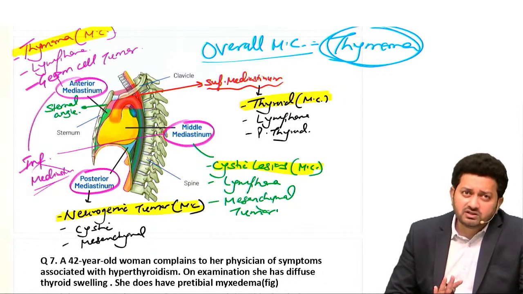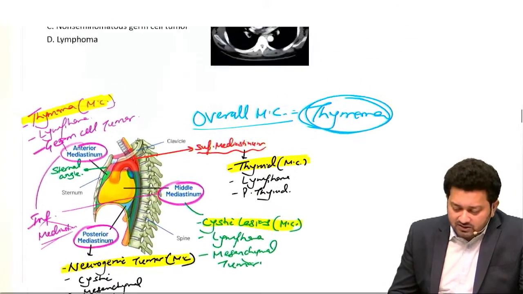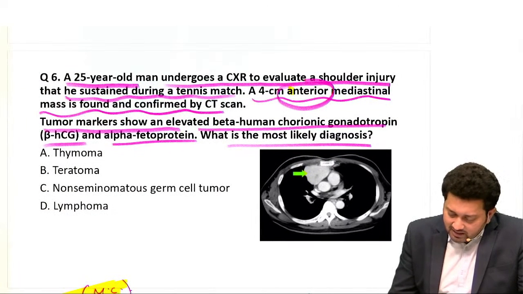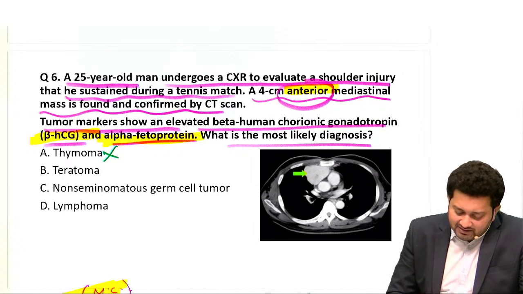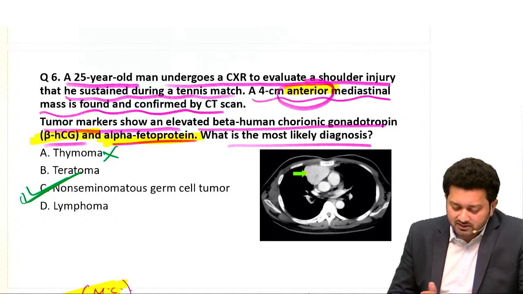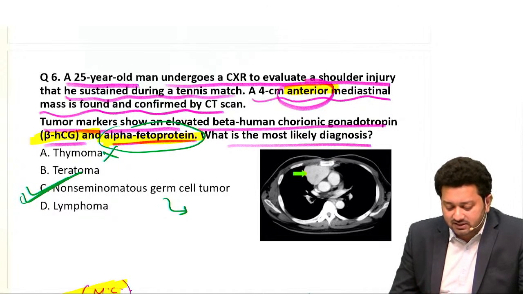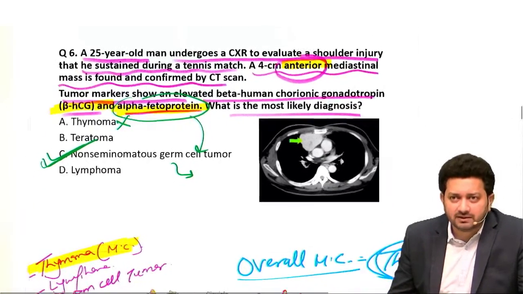The question said there was a mediastinal mass, and what was given more? Anterior mediastinal mass. What else? Beta HCG, alpha fetoprotein. So it cannot be thymoma. It is a non-seminomatous germ cell tumor. We all know that alpha fetoprotein is never raised in a pure seminoma. It is raised in non-seminomatous germ cell tumor. So that's why the answer is C.